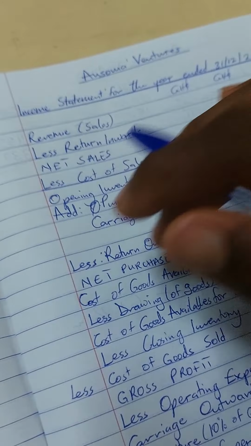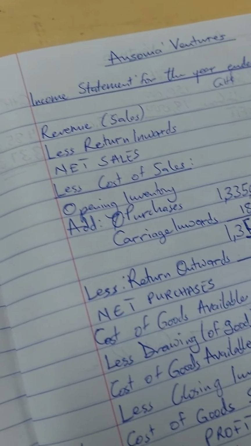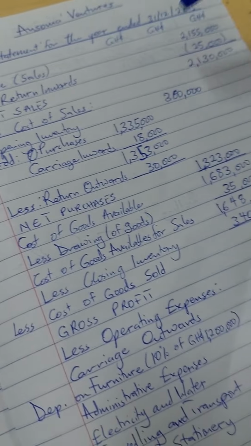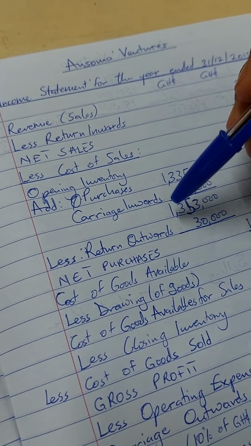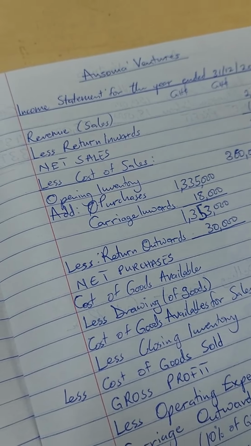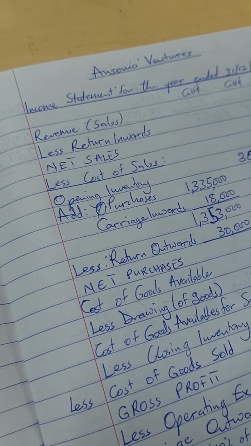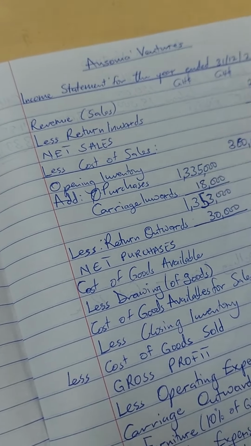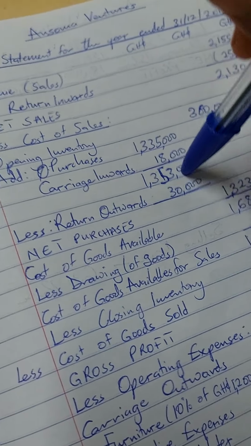When something happens and you are returning the goods, we call those carriage outwards. Maybe the goods are faulty, maybe the goods do not meet your description, so you are returning them to your supplier; we call that carriage outwards. So this one is the cost you incur in bringing the goods to your business. It's called carriage inwards. So you add it to your purchases figure, then you get this figure.